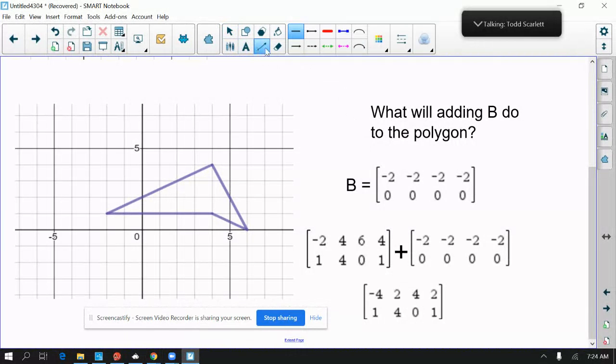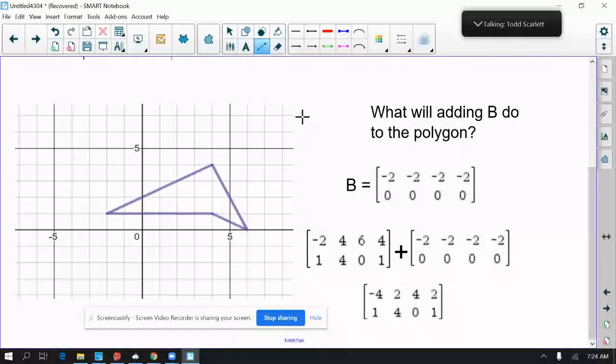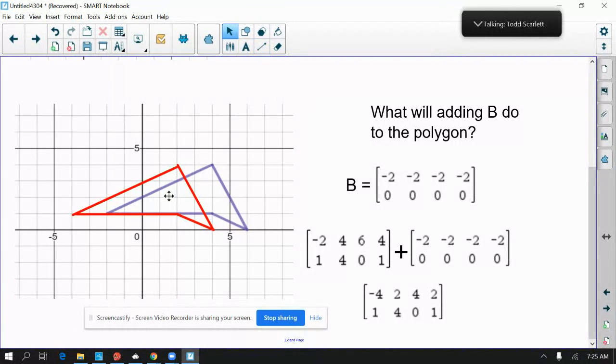But how does that change the actual shape of this polygon? Well, I've got these new vertices. One is -4, 1, which is right here. The second one is 2, 4, so I go all the way to 2, 4. And then I go to 4, 0. And then I go to 2, 1. And to connect it, I go back to my original vertex. And as you can see, it shifted that piece to the left 2 units.